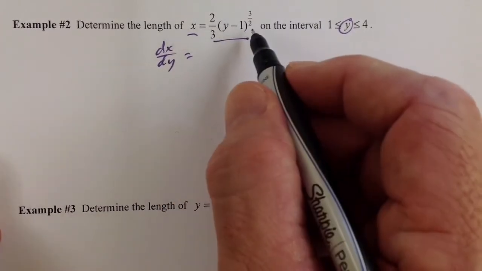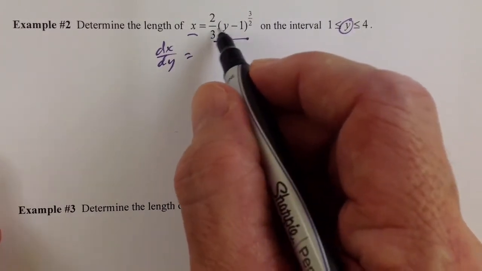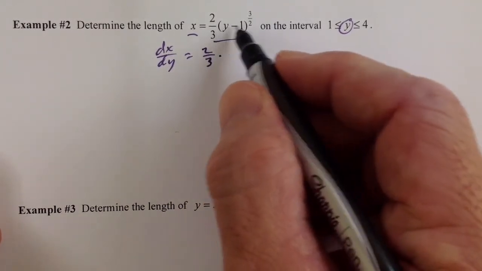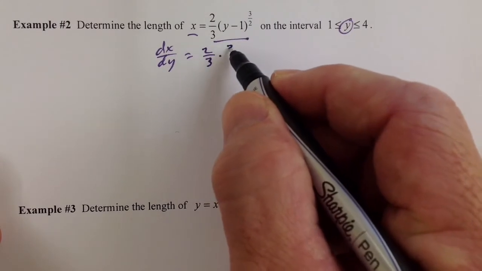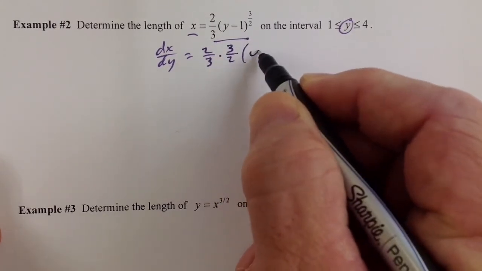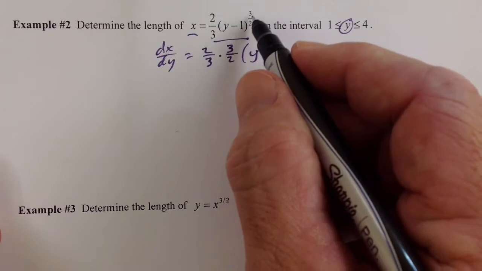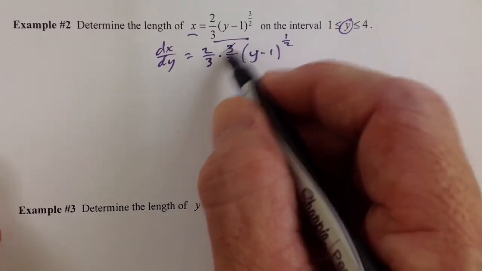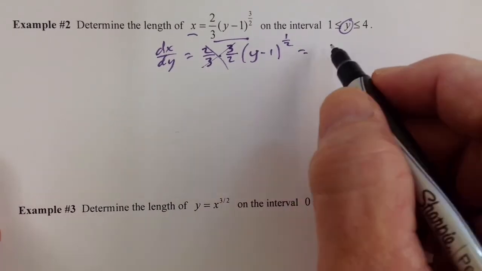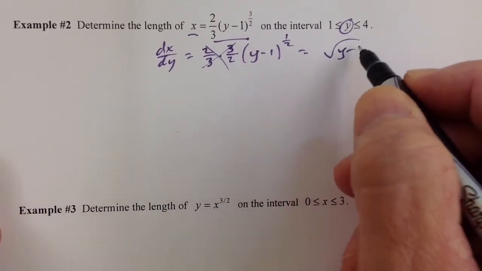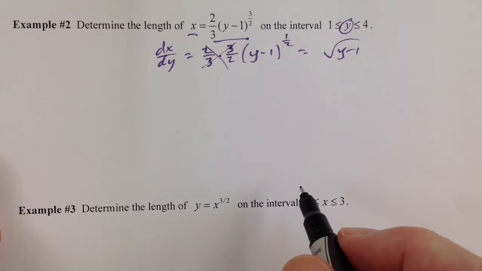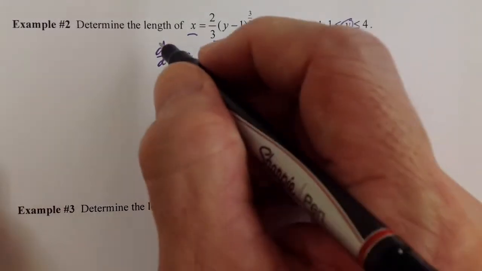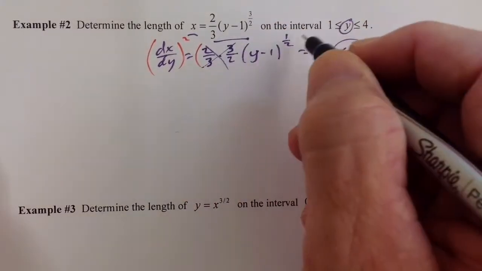Our dx/dy would be the derivative of the right side with respect to y, so we have 2/3 and we have (y minus 1) to the 3/2. We bring the exponent out in front, and we multiply by (y minus 1) to the 3/2 minus 1, which is 1/2. We get some nice canceling going on here, and we get basically the square root of y minus 1. Just like the last video, I get kind of lazy here, but I look at this as maybe more efficient.